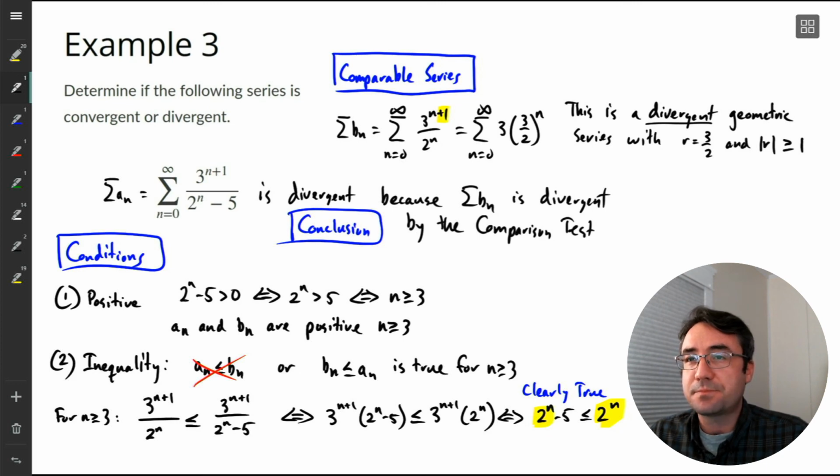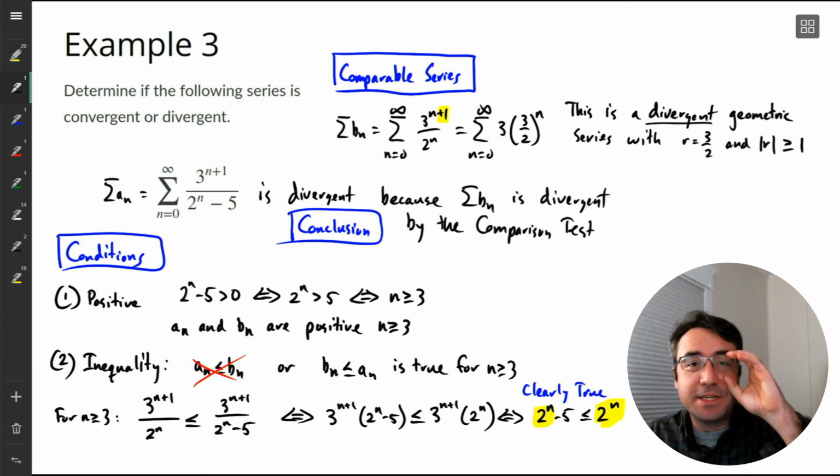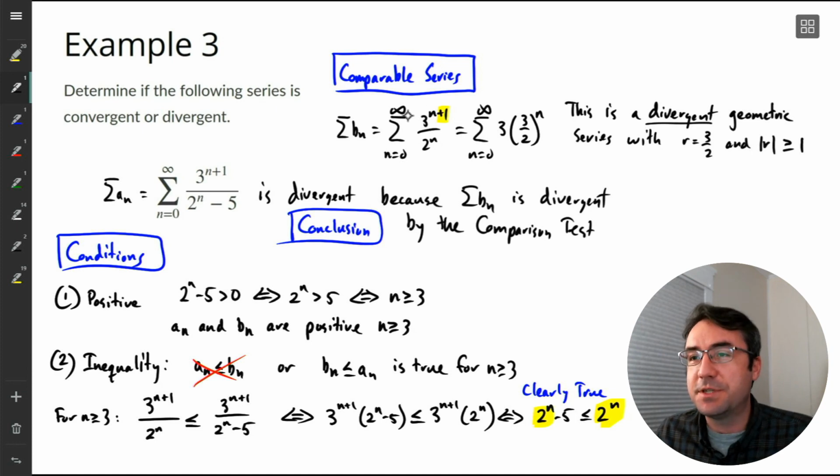All right. So this is really how the comparison test works. Get a comparable series, go through, show the two conditions, everything's positive, show the necessary inequality, and then just write up a nice, clean little statement about why the original series is either convergent or divergent, and state the test that you're using. All right, so that's going to do it for today.